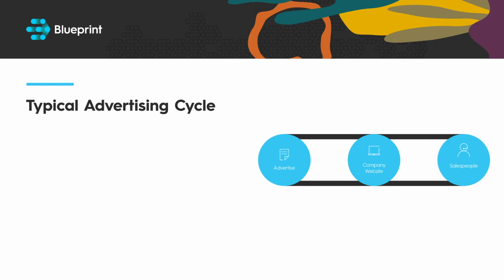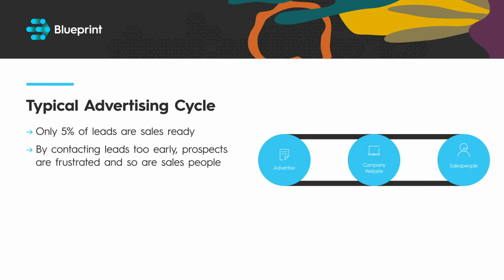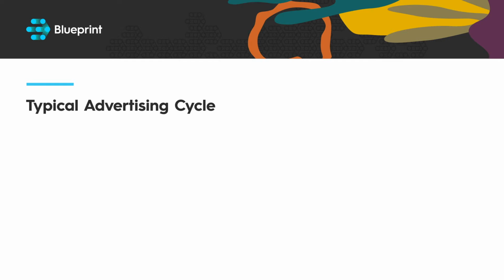The reality is that only 5% of leads are sales ready. By contacting your leads too early, prospects are frustrated, and so are the salespeople. What you want to do to maximize your conversion rate from leads into sales is to nurture your leads using email automation. Here's an example.